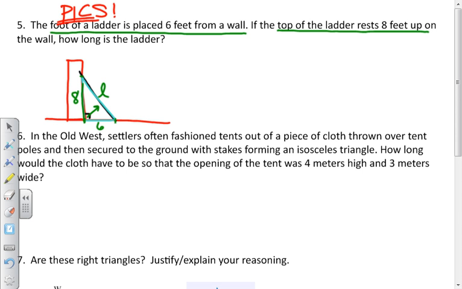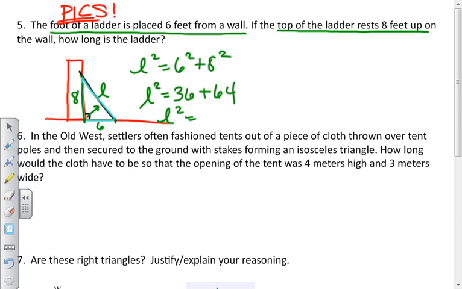That happens to be our hypotenuse, so L squared is 6 squared plus 8 squared. L squared is 36 plus 64. Now we know L better be bigger than 8 or 6 because it is the hypotenuse. And so L squared is 100, so L is 10 feet. And that makes perfect sense in the context of our problem.